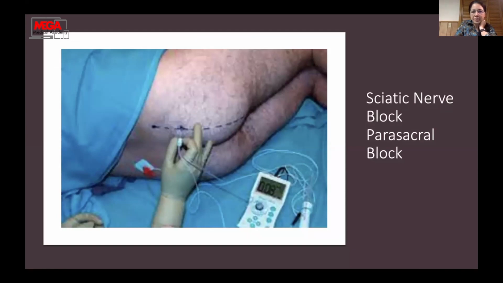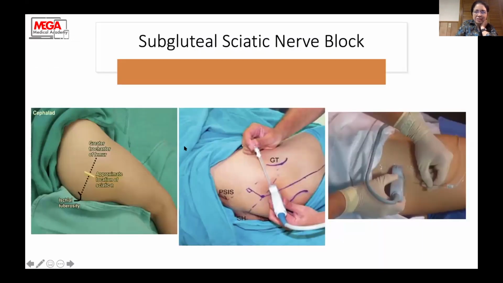Another technique is the parasacral nerve block. It's more superficial than before and gives you more coverage of the sciatic nerve. And another technique would be the one that's more trendy nowadays, and most people do it, the subgluteal nerve block.